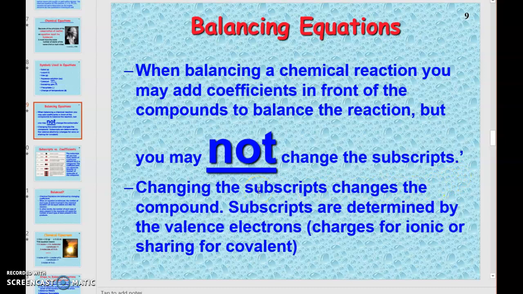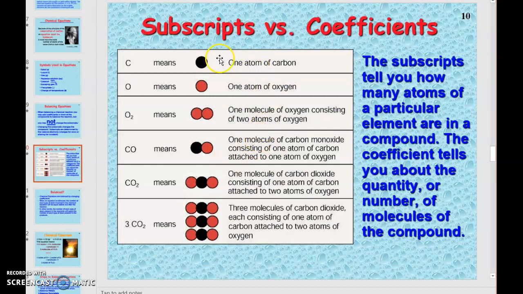Change the coefficients. If you change the subscripts, you're changing the composition of a compound, and that is not what you want to do, because presumably once you write out the chemical formulas, you have the correct chemical formulas. So those don't need to change. You need to change the coefficients to change the amounts of those chemical formulas present, but don't change the chemical formula itself.